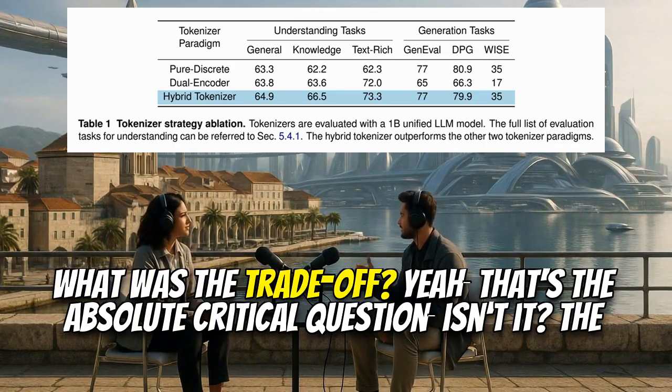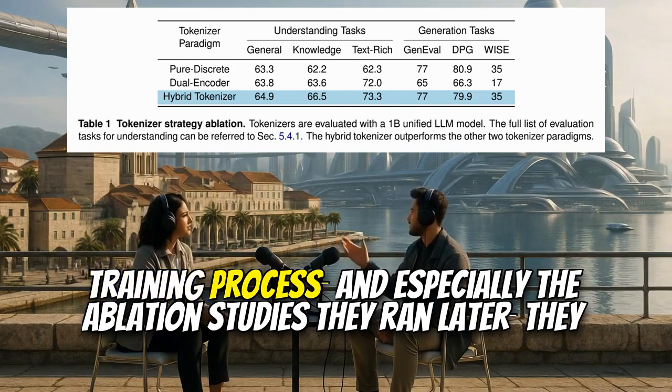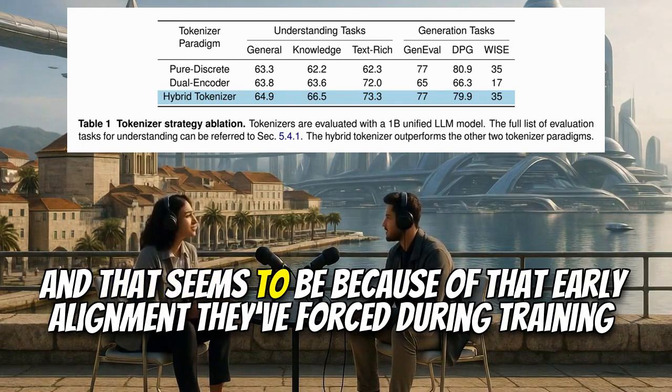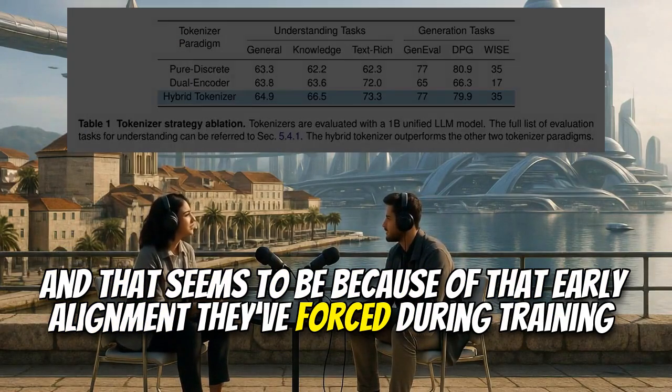What was the trade-off? Yeah, that's the absolute critical question, isn't it? The training process, and especially the ablation studies they ran later, suggest the trade-off is actually minimal. And that seems to be because of that early alignment they forced during training.